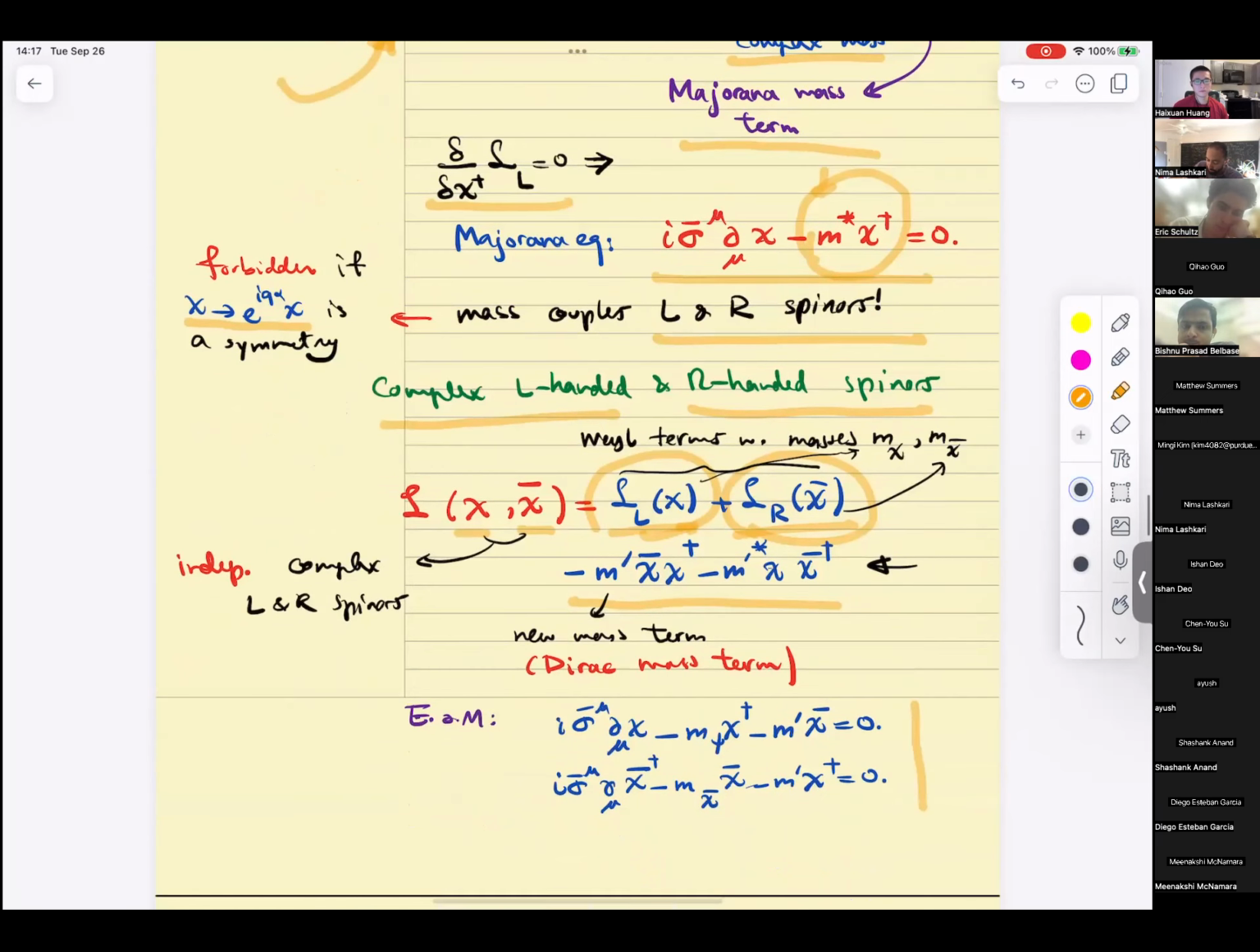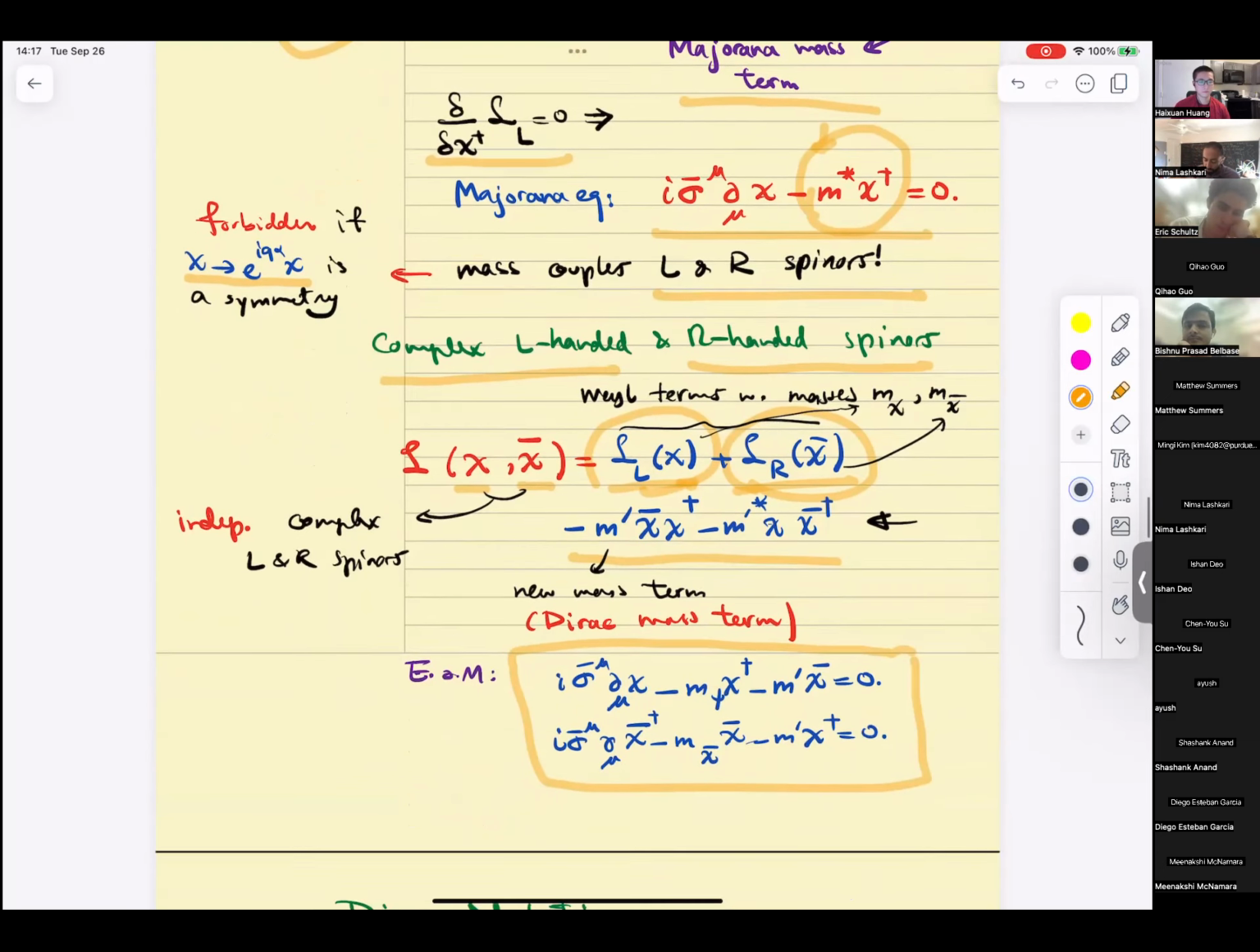So here are your equations of motion for this theory with a left complex Weyl and an independent right one. Here are your equations of motion. So they're coupled to each other.